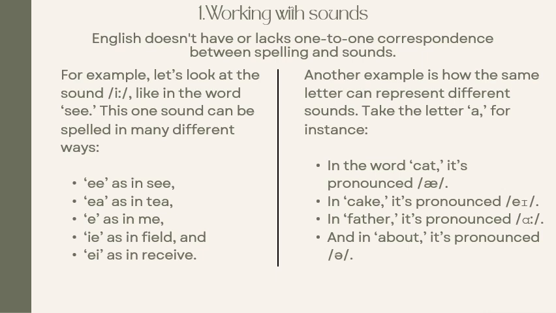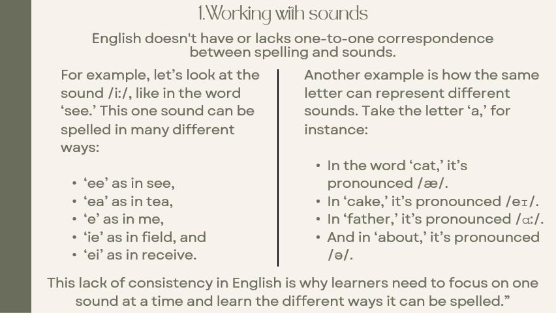And then you have the sound, as in about, right? So it's not about, it's about, almost silent. Okay, so this lack of consistency in English is why learners need to focus on one sound at a time and learn the different ways it can be spelled.